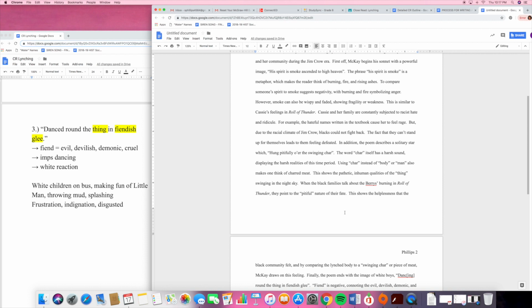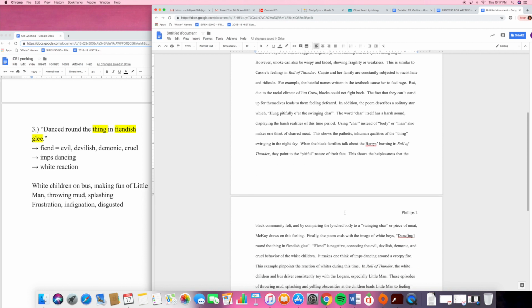This shows the helplessness that the black community felt, and by comparing the lynched body to a swinging char or piece of meat, McKay draws on this feeling. Cool. It's a little overdone, but, you know, it's good.